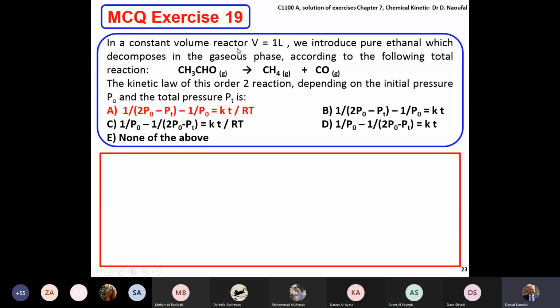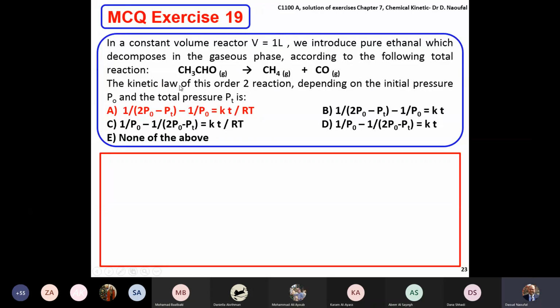In a constant volume reactor, V equal 1 liter, that means the volume is constant. First, we introduce pure ethanol gas that decomposes to methane and carbon monoxide according to the following reaction, and this reaction is homogeneous in the gas state. The reactants and the products are in the gas state. The reaction is second order, depending on the initial pressure P0 and Pt.